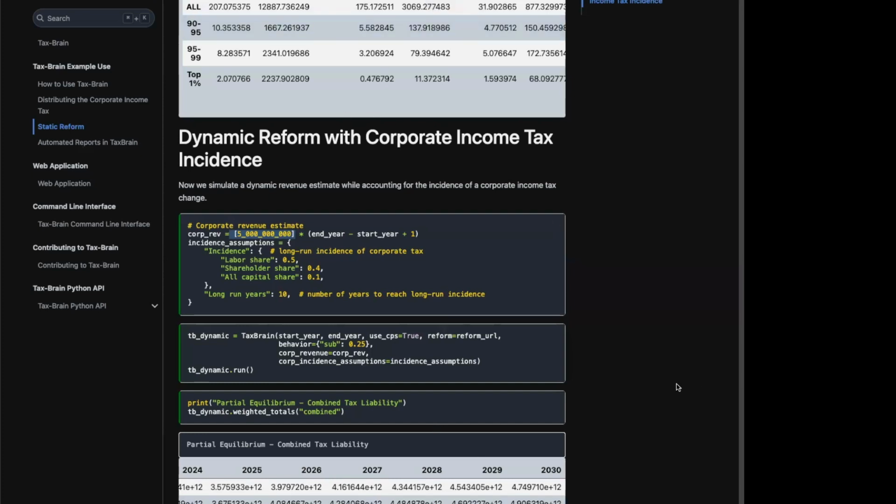All right, so we're excited about this new tool, this new application of TaxBrain, and what one can do now to look at more holistic impacts of tax changes, on the individual side, now linking it to the corporate income tax as well.